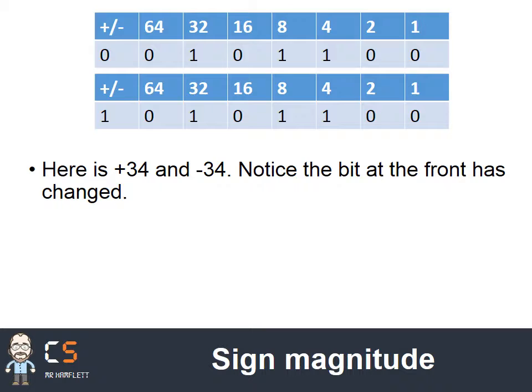So here is an example of 34 as a positive number and negative. Notice that the positive 34 here has a 0 at the front, so that's the positive number, and this one has a 1 at the front, so that's the negative 34.